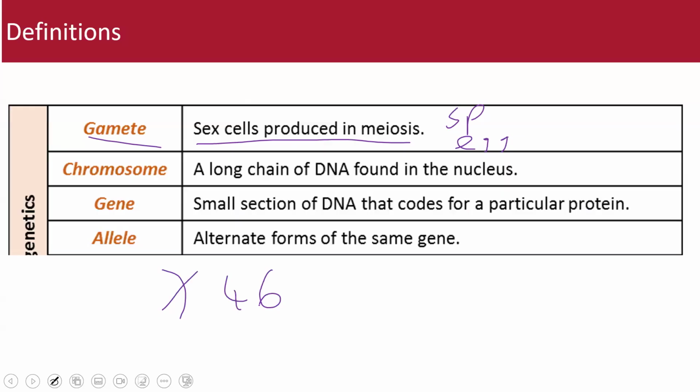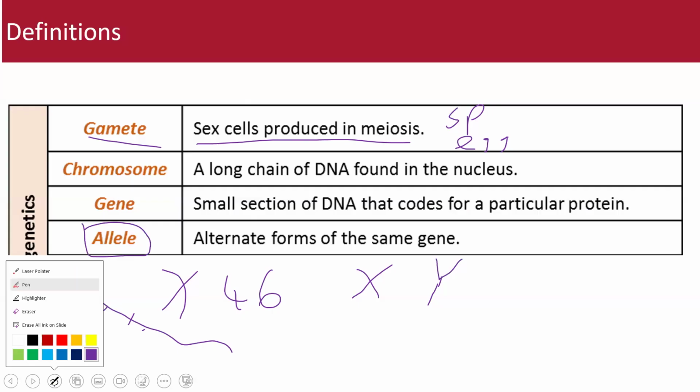Women have got 46 X's. Men have got 45 X's and one Y. The gene: if I were to zoom in on a chromosome, a gene would be a tiny section of the genetic information that gives you a characteristic. It could be the size of your nose, shape of your ears, color of your eyes, color of your hair. That's a gene. And an allele is a different form of the same gene.